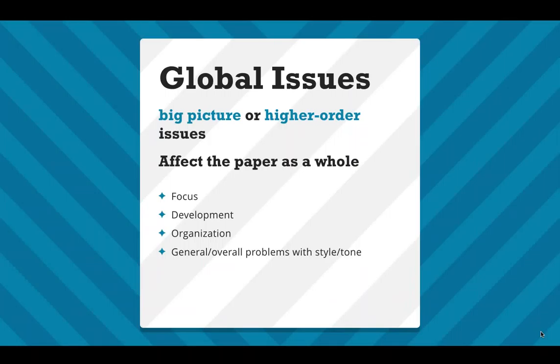So before we get into those specific methods for peer review, I want to talk about the difference between global issues and local issues, because this is really going to help you when it comes time to deciding what to look for in your peers' writing. Again, this is stuff that you might see on the check-in this week.